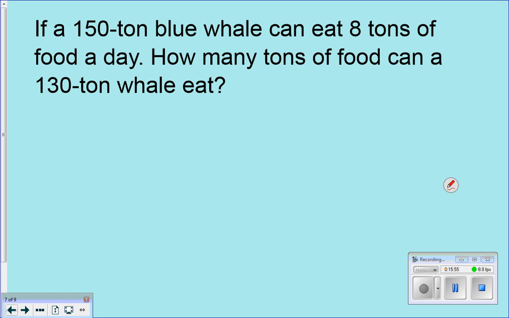So if a 150-ton blue whale can eat 8 tons of food a day, how many tons of food can a 130-ton whale eat?